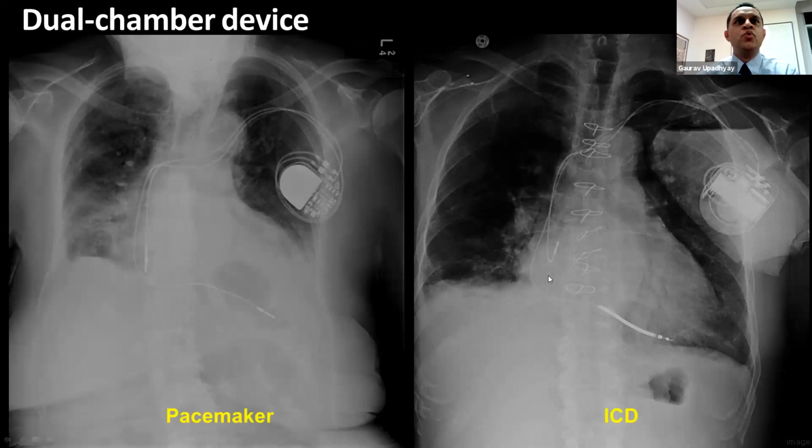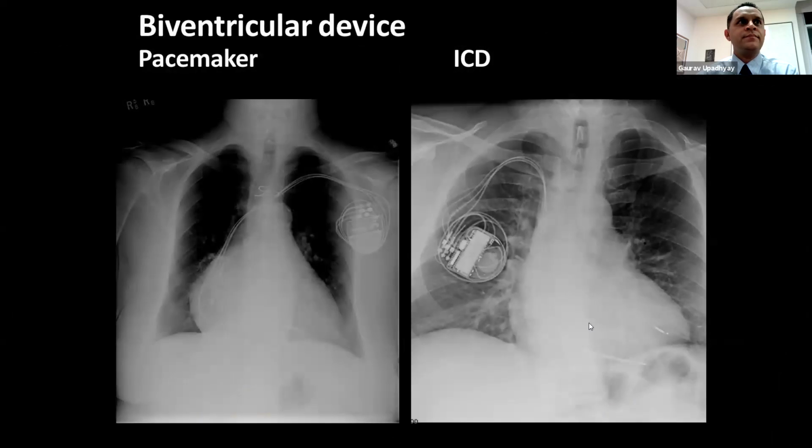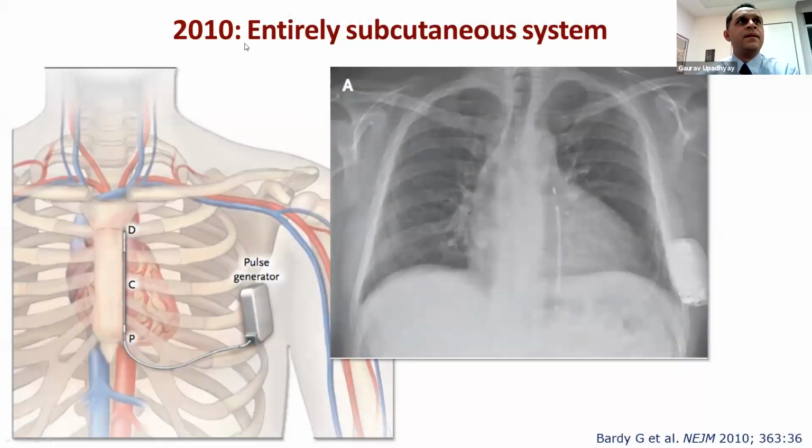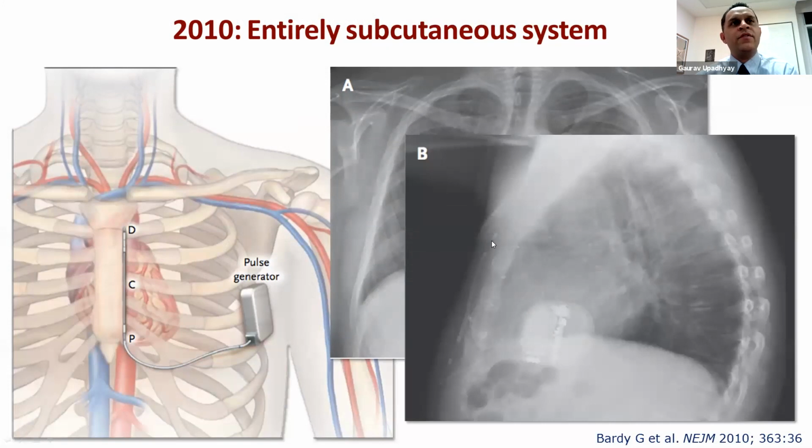Here, another example, a variation of the same theme. Here is a dual chamber defibrillator versus a dual chamber pacemaker. And then this is a biventricular device, same idea. Entirely subcutaneous is slightly different. There's the subcutaneous electrode, and importantly, on the lateral film it is above the sternum. So again, nothing transvenous for a subcutaneous defibrillator. And importantly, it is not able to pace. So that's a limitation of that device.